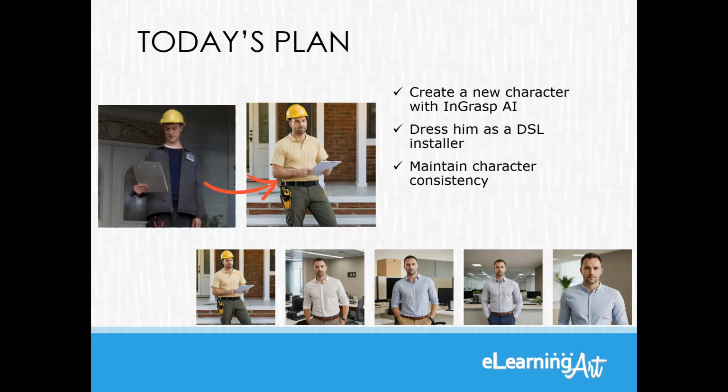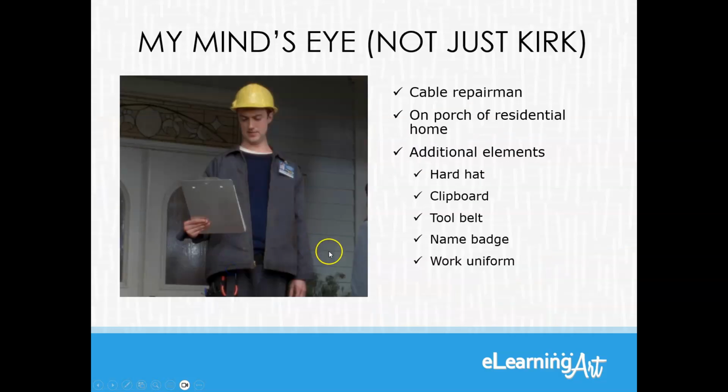Today's plan, we're going to create a new character with InGrasp AI. It's going to be this Liam character. I'll show you how I did that. Then we're going to dress him as a DSL installer through a few different techniques. And I'm going to show you how this character maintains character consistency across multiple images as we pull him into this outfit. So let's start with this image as a starting point.